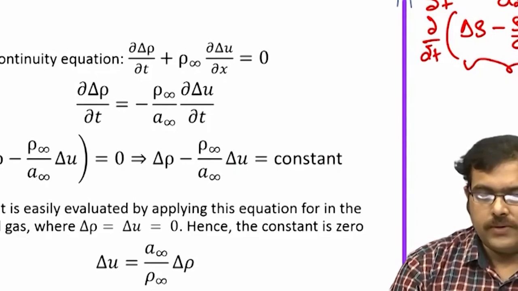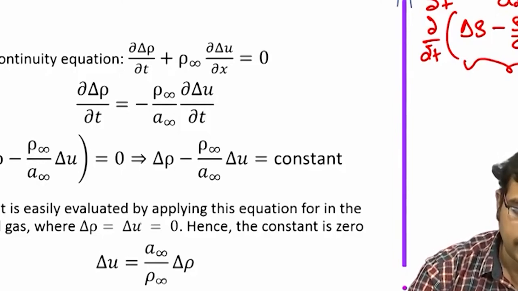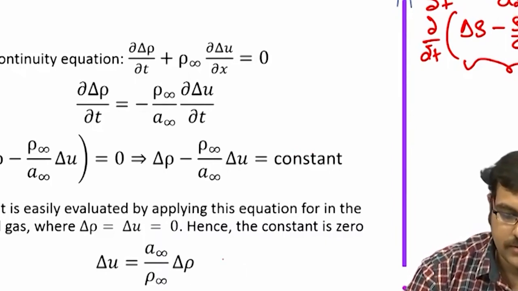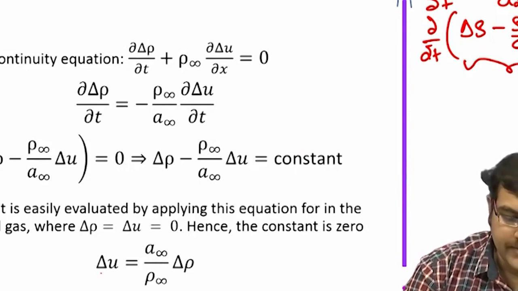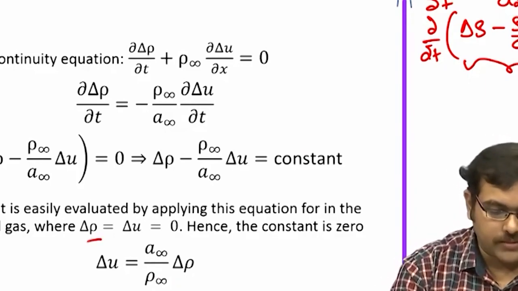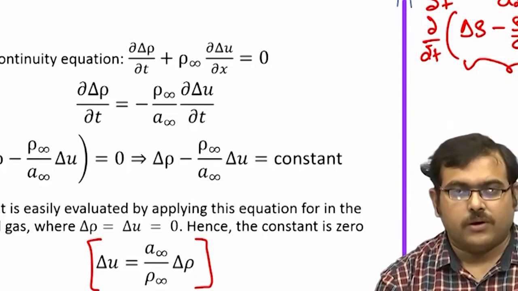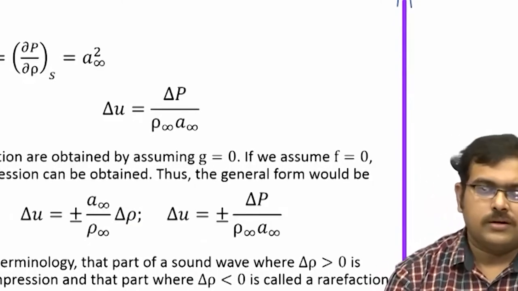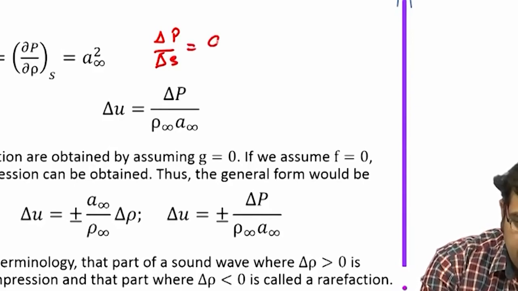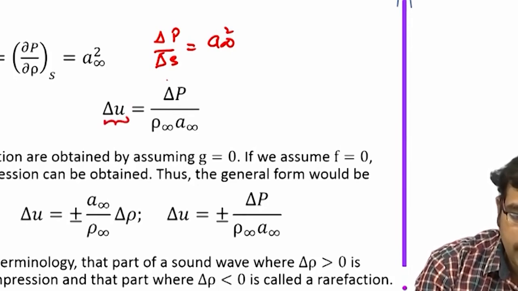Now, this constant can be evaluated by taking the equation for the undisturbed gas, where when you started off, delta rho and delta u were both zero. Hence, initially this is 0, therefore the constant is 0. So it relates delta u to delta rho, the change in density, by a infinity by rho infinity. So you can evaluate how much change in velocity is produced by a small change in density. Now, because this is the motion of sound, delta p by delta rho is a infinity square for small pressure perturbations, and you can use that to relate change in velocity to change in pressure.